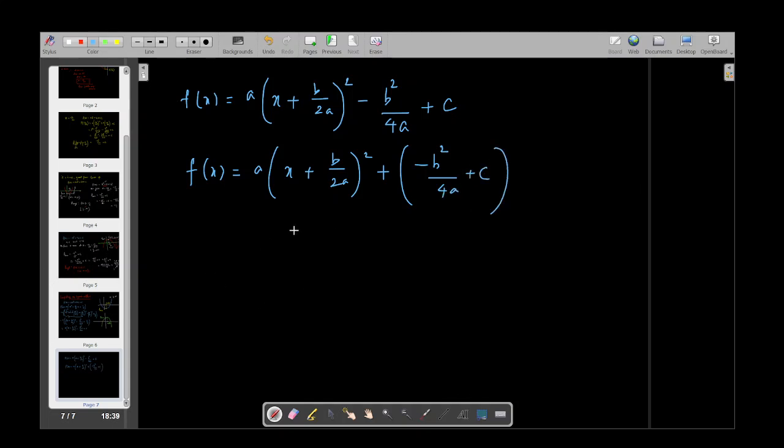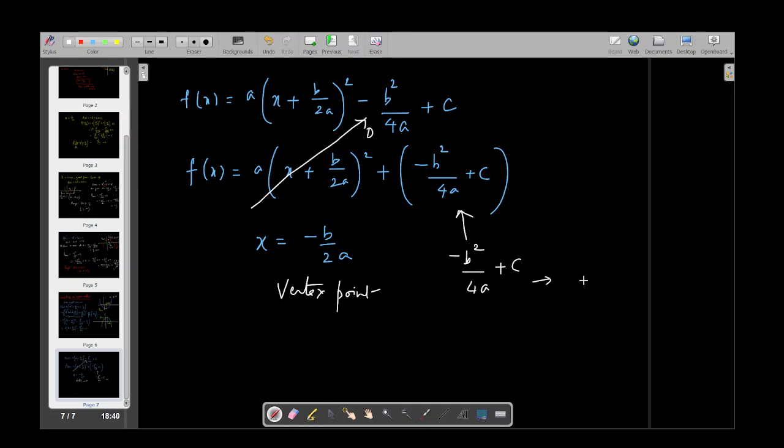So if I want to eliminate x from this equation, I have to put x is equal to minus b by 2a. So when I put x is equal to minus b by 2a, this term will cancel. This term becomes 0. So this value of x, where the x vanishes, is called the vertex point. This is the vertex point, and after vanishing x, what is left out? Left out thing is minus b square by 4a plus c. This is actually f max or f minimum.